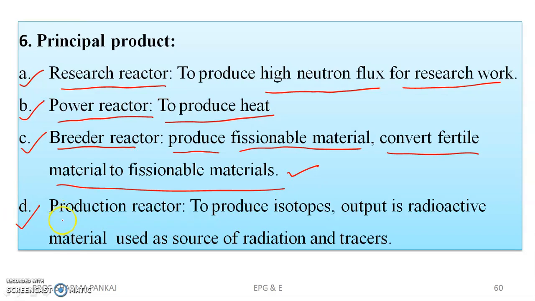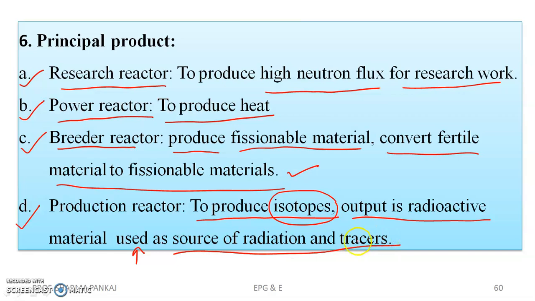Point 4, that is your production reactor. What is a production reactor? It is doing the work to produce isotopes. This is important. It is producing isotopes, and the output is radioactive material that is used as a source of radiation and tracers.